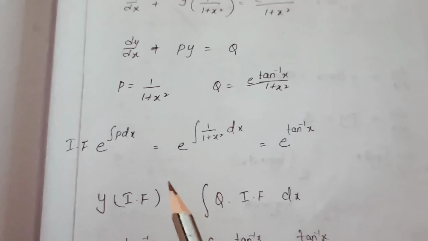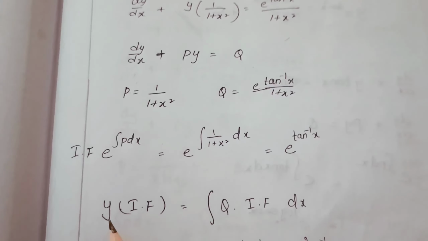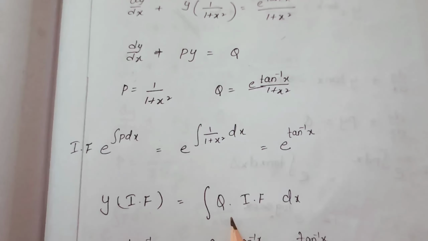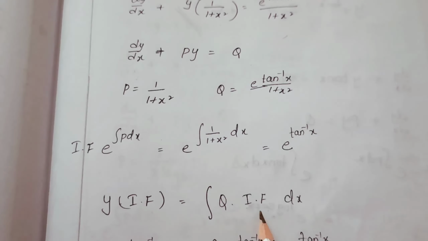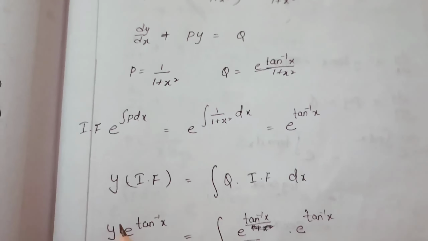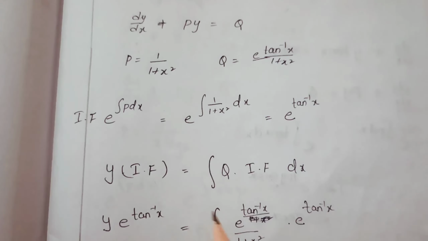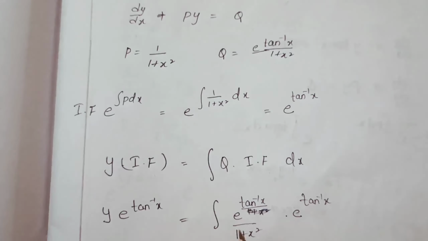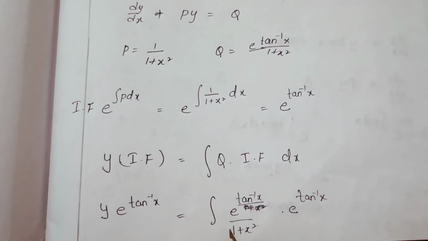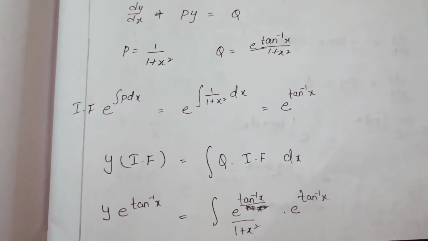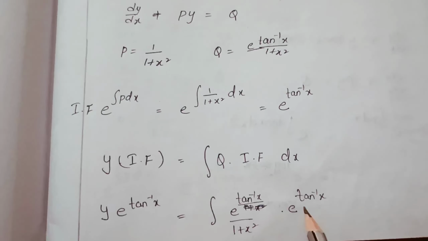Okay. Now the general solution will be y into integration factor is equal to integration of q into I.F., that is integration factor, dx. Now substitute this value here. Y into e to the power of tan inverse x equals integration of q, which is e to the power of tan inverse x upon 1 plus x square, into e to the power of tan inverse x. This is the I.F. value.